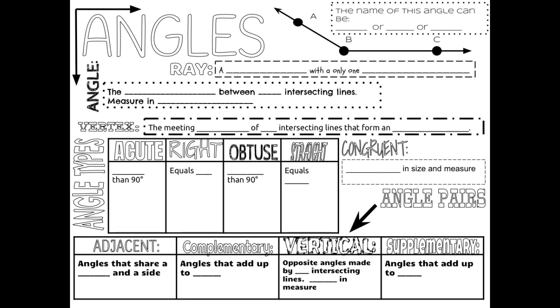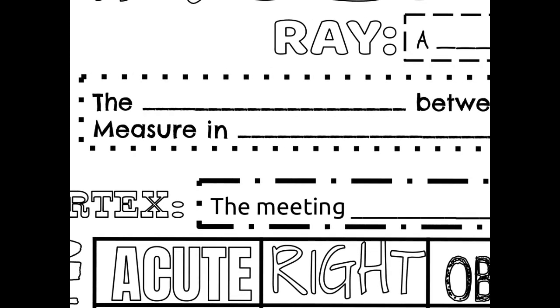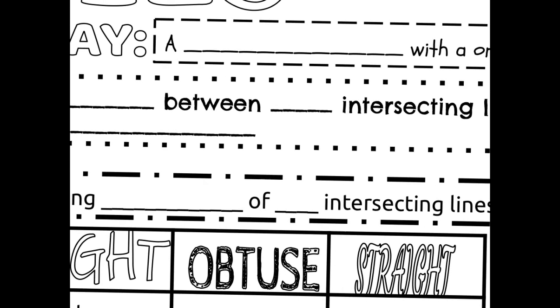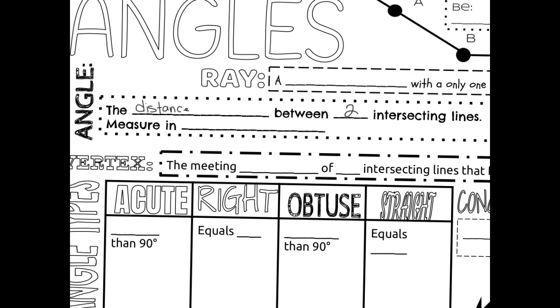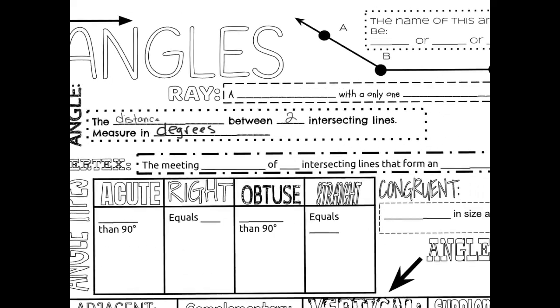The basis of most geometry is all around angles, and an angle, as a review, is really just the distance between two intersecting lines, and we're always going to measure these in degrees. Part of the angle are some different pieces.